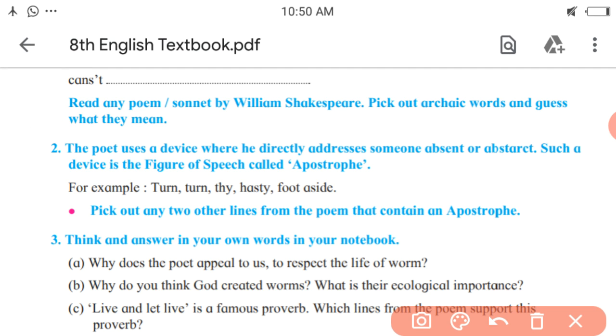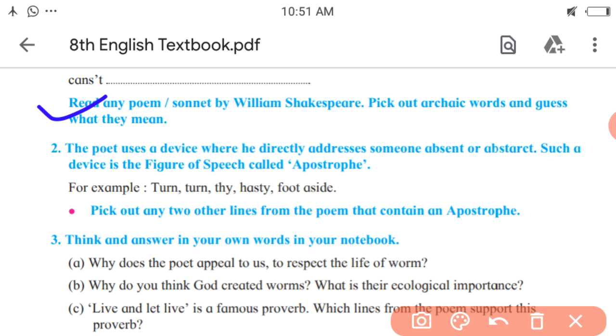What is something more? Read any poem or sonnet by William Shakespeare. Pick out archaic words and guess what they mean. So, William Shakespeare is from the era when Old English was commonly used. So, his write ups, his poems include such words. So read at least any one poem of William Shakespeare and find such old outdated words.